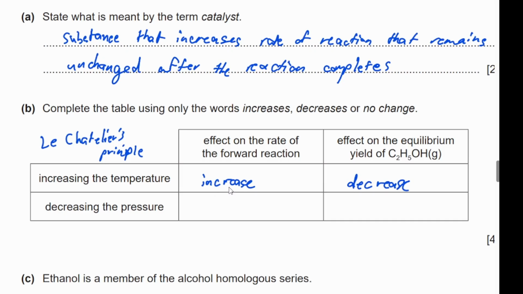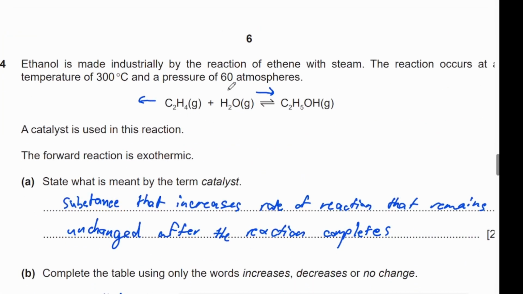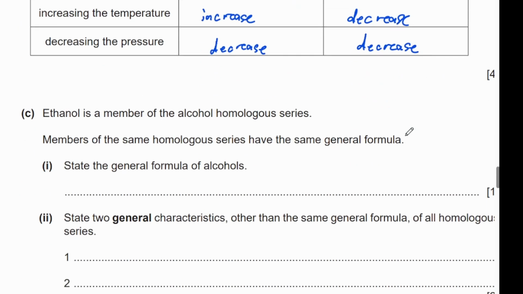Now, decreasing the pressure would decrease the rate of forward reaction because there will be fewer collisions between molecules. The effect on the equilibrium yield will also decrease because the backwards reaction has more molecules than the forwards reaction. So when you decrease the pressure, the system will want to increase the pressure again, so you have to add more molecules. Therefore, the system would favor the backwards reaction, and the effect on the yield would decrease.